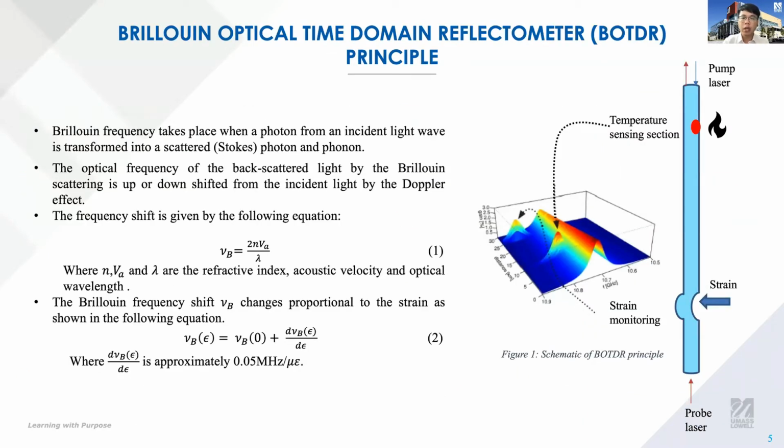The technique we use in our distributed fiber sensing system is called Brillouin Optical Time Domain Reflectometry. Brillouin scattering takes place when a photon from an incident light wave is transformed into a scattered photon. The optical frequency of the backscattered light by the Brillouin scattering is up- or downshifted from the incident light by the Doppler effect. Shown in Figure 1, when the fiber experiences strain or temperature change, the Brillouin frequency will shift, and by monitoring the frequency shift, the whole fiber can be a sensor.